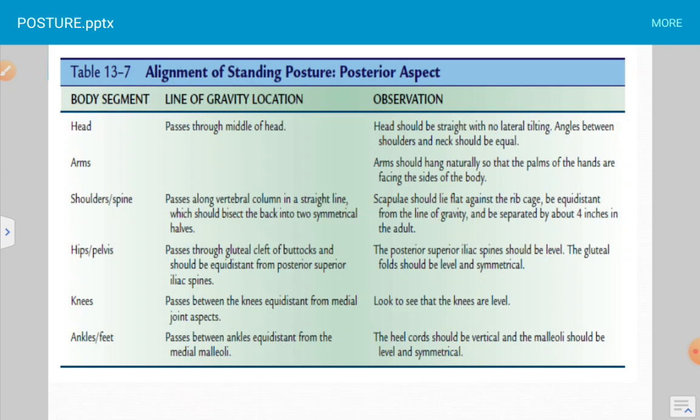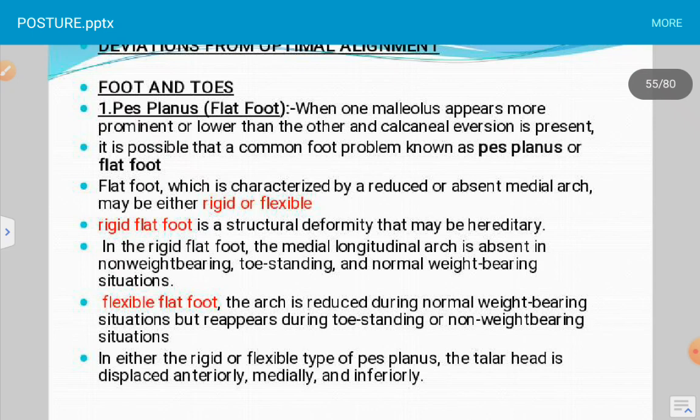In the knees, look to see that the knees are level. In the posterior view, the knees should always be at the same level. In case of the ankle and feet, the line passes between the ankles, equidistant from the medial malleoli, same as the anterior view. The heel cord should be vertical, and the malleoli should be level and symmetric. Hope everybody got the anterior and posterior aspect analysis.